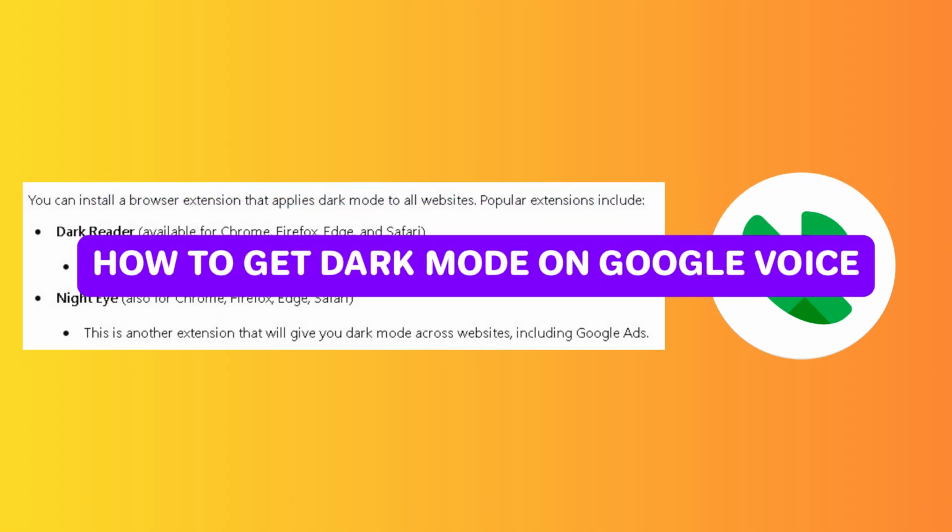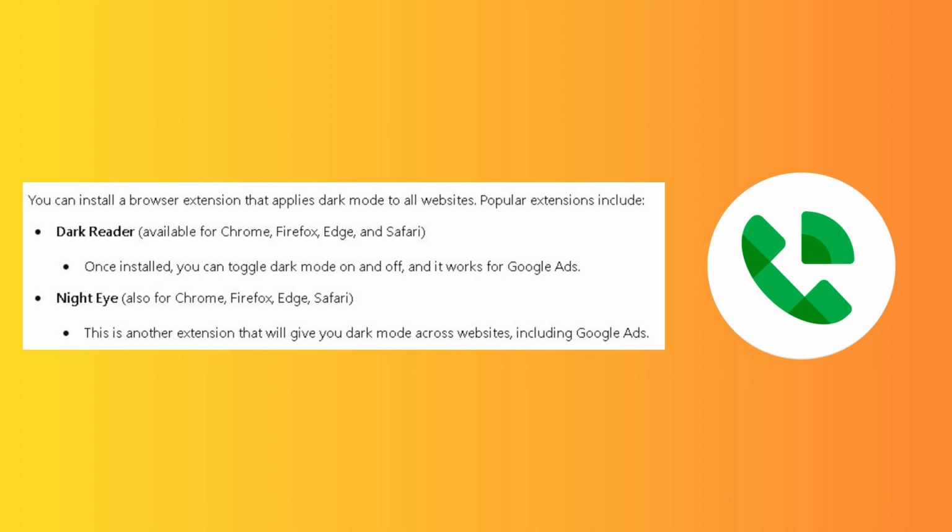In this video, you will learn how to get dark mode on Google Voice. First, you can install a browser extension that applies dark mode to all websites on Chrome. The popular browser extensions are Dark Reader. Once this is installed, you can toggle dark mode on and off, and it works for all of Chrome sites.